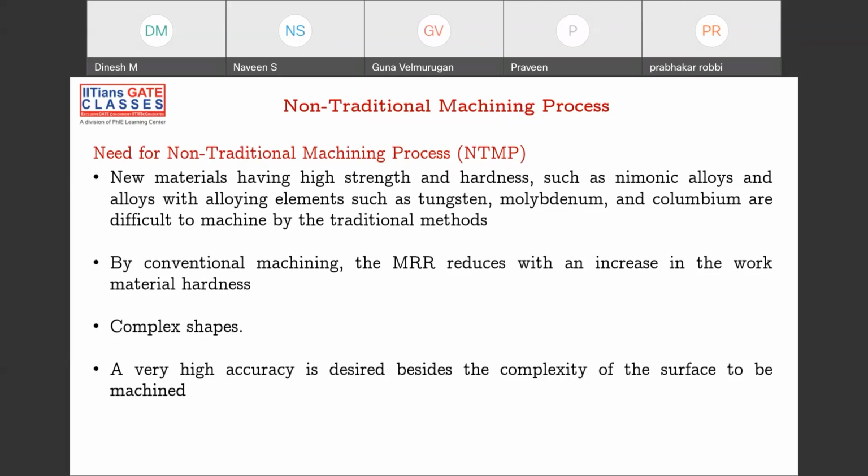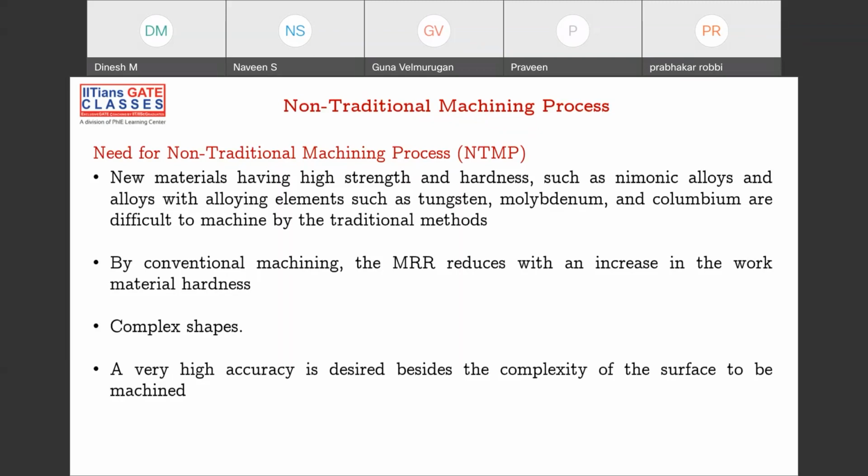Okay, fine. Accuracy is there. And any other things that you know of? True. Material wastage will be there, but it might be less. That's true. And any other? Okay. So let's discuss. Let me give my understanding of the differences between traditional and non-traditional machining process.